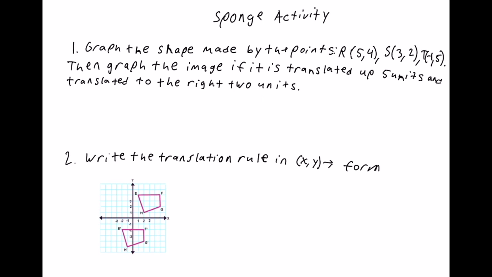And then for number 2, I give you a pre-image and an image, and I want you to write the translation rule in the form I just taught you. For number 1, you may use draft paper, or you can just make your own draft, whichever is easiest. Just make sure I'm able to understand it, and make sure to mark your axes and such as 1, 2, 3, and X and Y and that sort of thing.